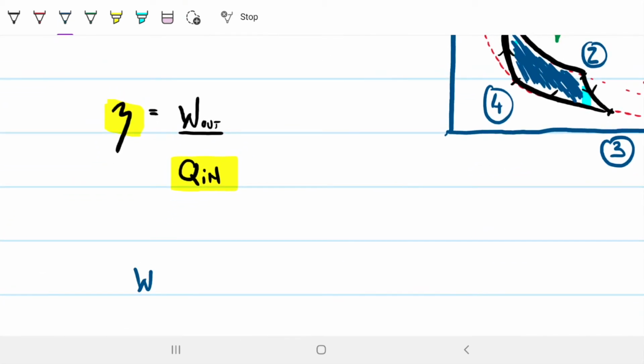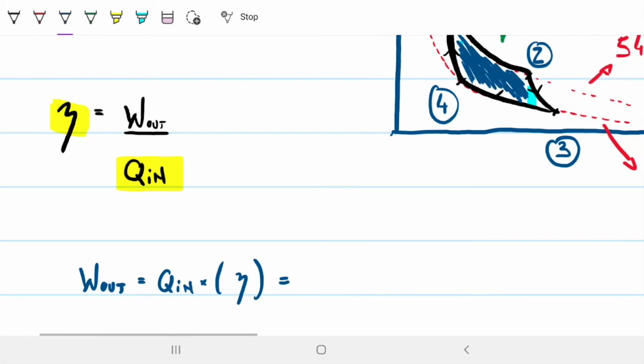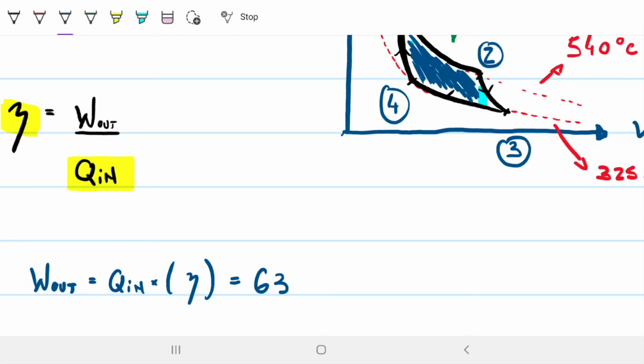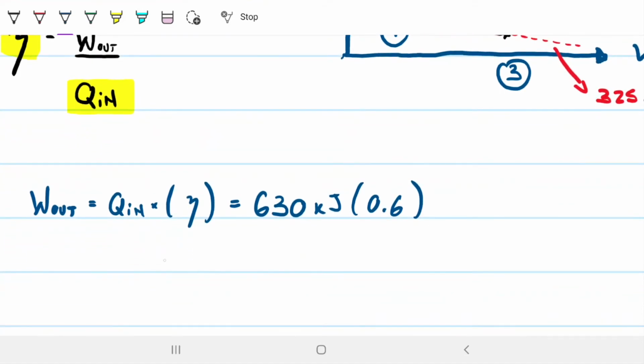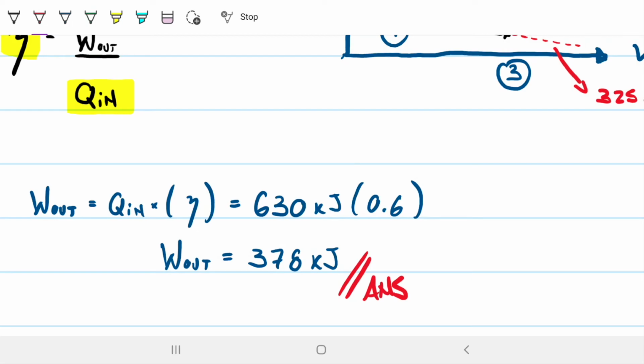The amount of work that I can output from this cycle will just be how much I'm putting in times how efficient it is. If it's 100% efficient, I'm getting everything out. That's unfortunately not possible according to the second law of thermodynamics, but that will be the case, at least mathematically speaking. So 630 kilojoules times 0.6, no units there. So my work out is about 378, and that is kilojoules. Not kilojoules per kilogram, but kilojoules, because we're just using the same unit as the heat going in, right?